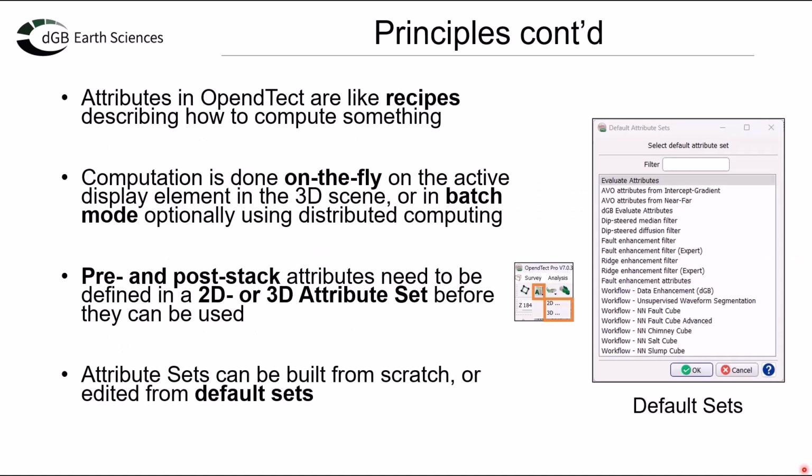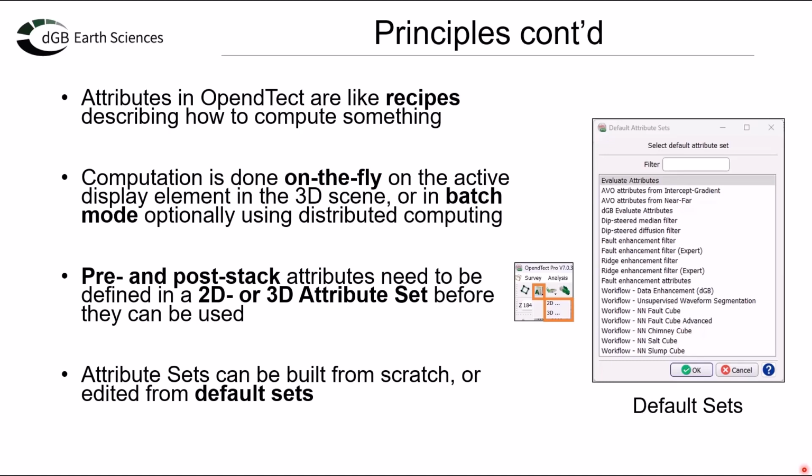Now, attributes in OpendTect are like recipes describing how to compute something. The actual computation is done either on the fly, and you can apply an attribute on any active display element, whether it's an inline, a crossline, a random line, a C-slice, a small volume, or along a horizon. It's all done on the fly. Or you can apply and compute an attribute in batch mode, and if you have set up your system for distributed computing, then you can use all the computing power that is available to you to compute these attributes.